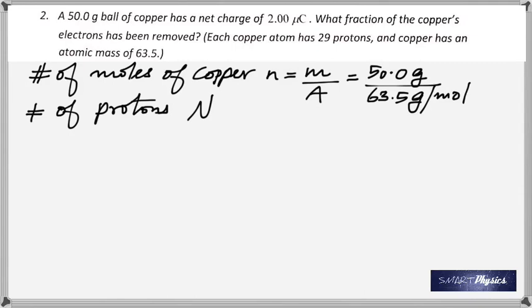Next, we're going to find the number of protons. How do you find the number of protons? Each copper atom has how many? So what do you have to do? Correct? Find how many atoms, and then multiply that with 29. There you go. Okay. Number of protons, I called it NP.